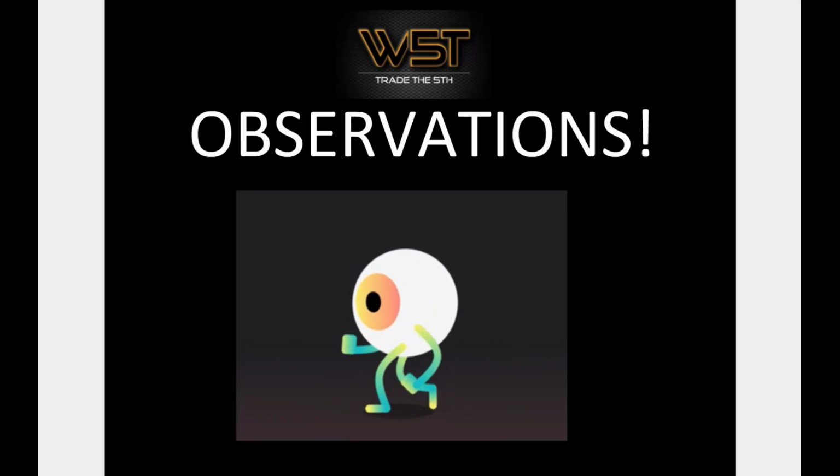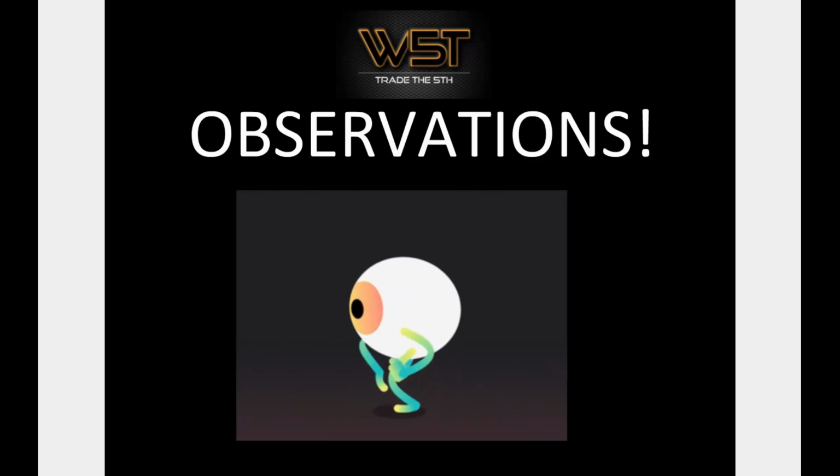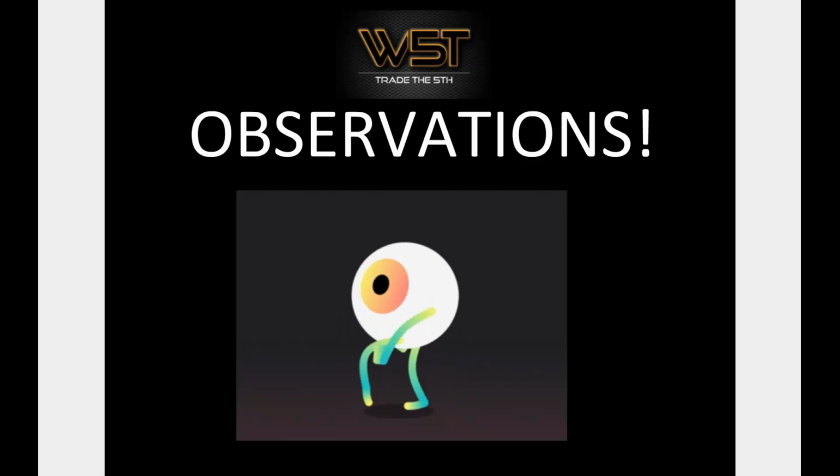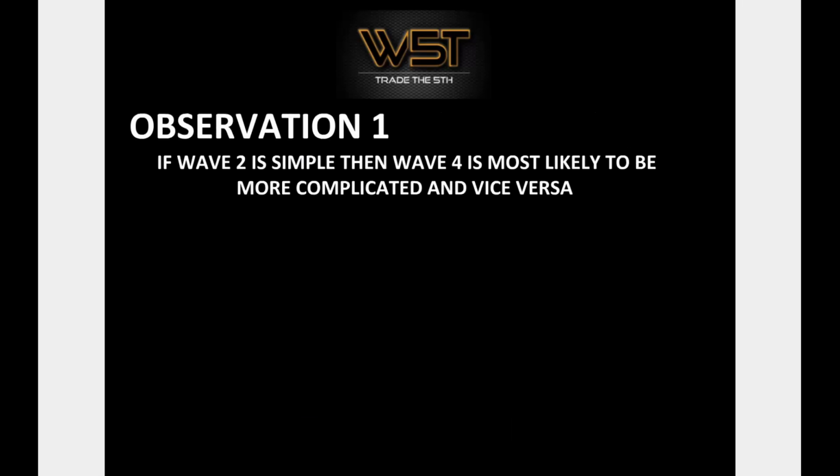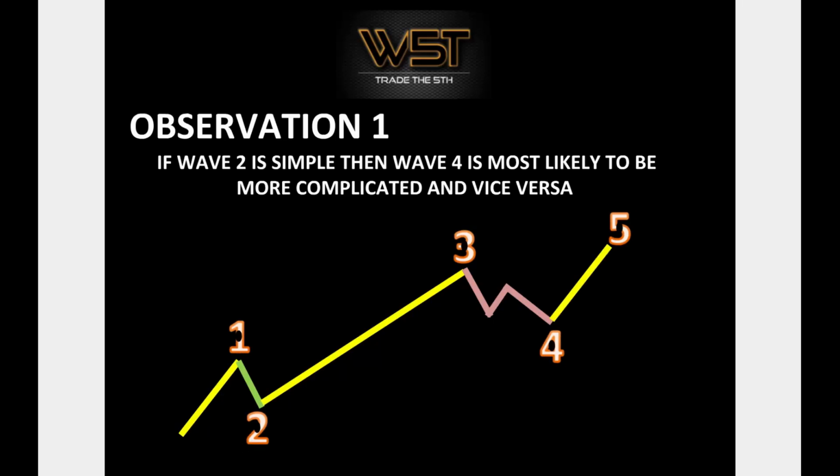So, observations. These rules have been placed in there to get the basics in to count the waves, because you've got to start somewhere. So let's talk about the observations. Observation 1: if wave 2 is simple, then wave 4 is most likely to be more complicated, and vice versa. Let's have a look at what that looks like. This is not a rule, it's an observation. It's something that makes you feel more comfortable, something that happens 80 to 85% of the time.